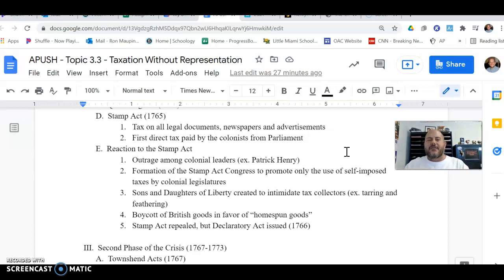In addition, any kind of paper products that were going to be disseminated, like advertisements and newspapers, also had taxes applied to them. And note, this is what's going to be different from the Sugar Act, where the Sugar Act tax was actually paid by the producer of the product, the company that was actually selling you the sugar.